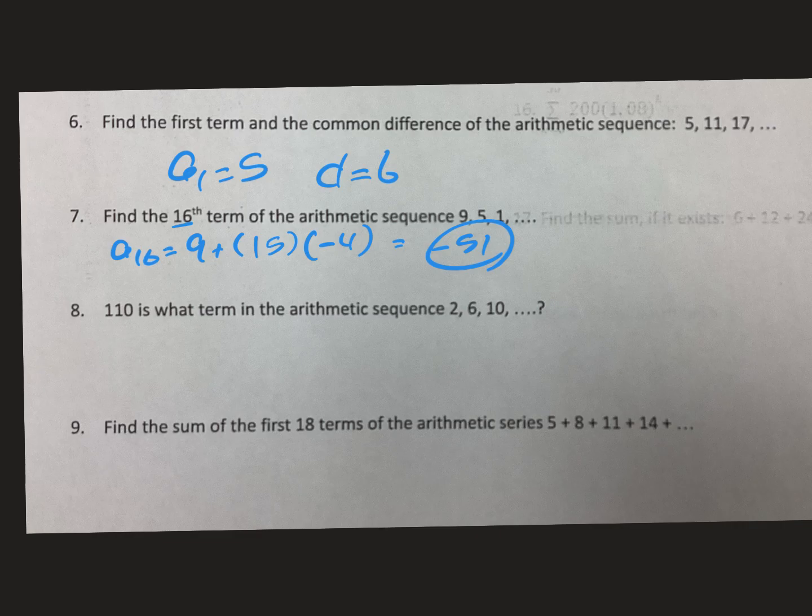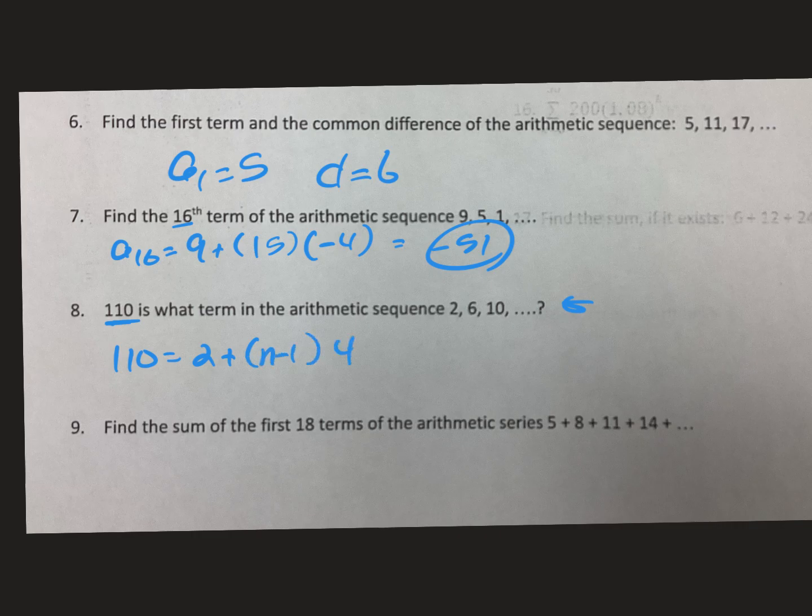Number 8, 110. Now it's going backwards. 110 is what term in this sequence right there? Okay, so that means 110 is the last term. So I'm putting it over here. The first term is 2. N minus 1. I'm trying to figure out the n. I know d is 4.